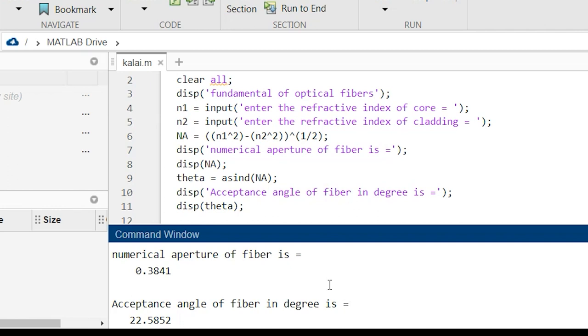Once we know the value of numerical aperture and acceptance angle, we are able to minimize the signal losses which are produced in the optical fibers. So it can reduce the signal loss. That is the main aim of this numerical aperture and acceptance angle.